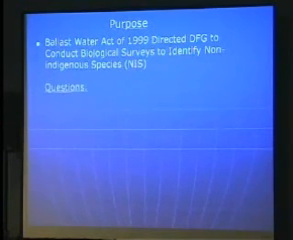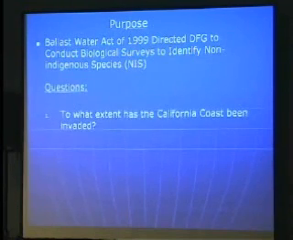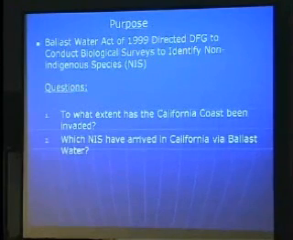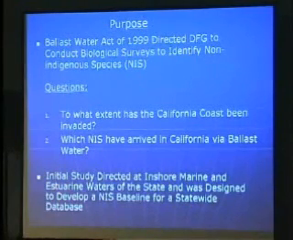So the questions we ultimately wanted to address were, to what extent has the California coast been invaded? And then also, which non-indigenous species have arrived in California via ballast water? To answer these questions, we first needed to determine the location of all the non-indigenous aquatic populations in the estuarine and coastal waters of the state, and then put that information in a database. So the initial study was directed at inshore, marine, and estuarine waters of the state, and was designed to develop an NIS baseline for the state database.